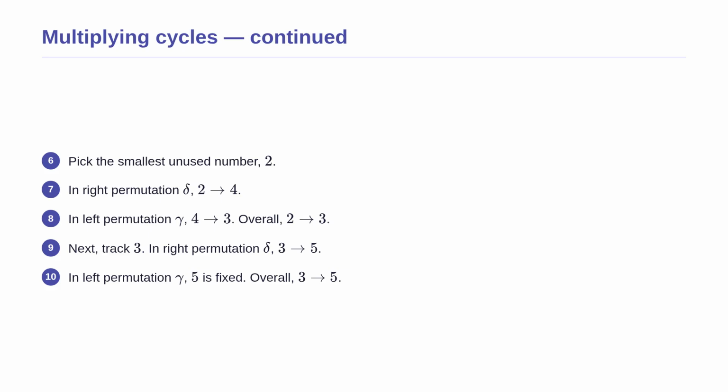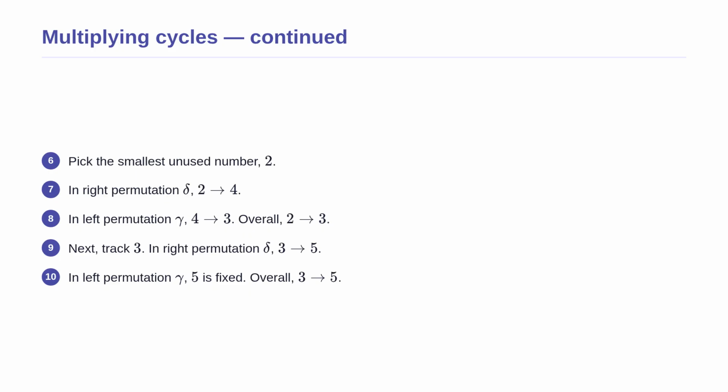We feed 2 into the right permutation, delta, which sends it to 4. We take that 4 and feed it into the left permutation, gamma, which sends it to 3. So overall, the number 2 goes to 3. Next, we track the number 3. In the right permutation, delta, 3 goes to 5.